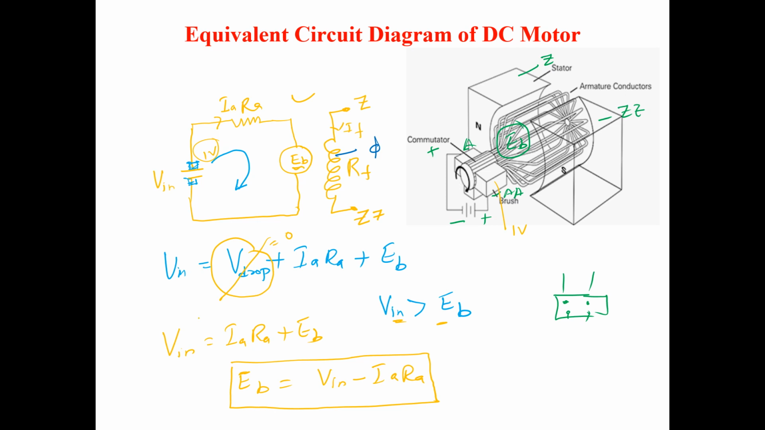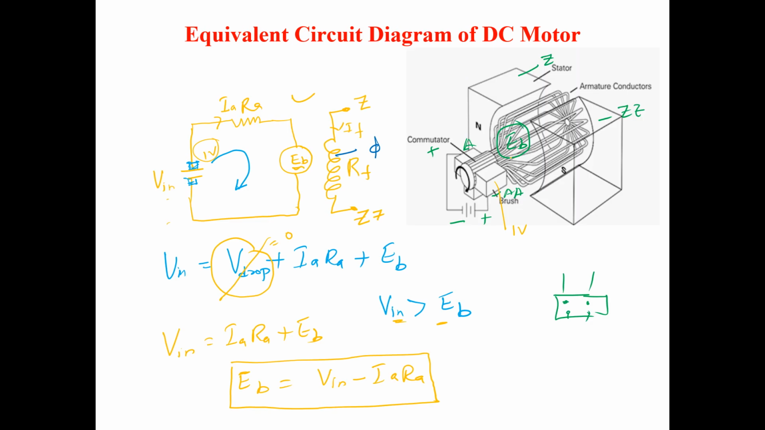And this is the power flow. From this input to this side, power is flowing. Now, go to another parameter, that is torque developed in DC motor. So how much torque is developed, as a result of which this rotor or armature will be moved.